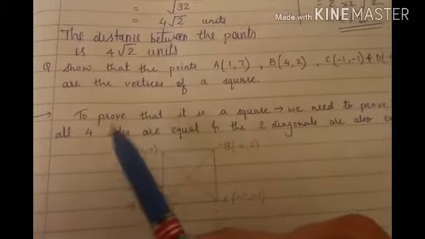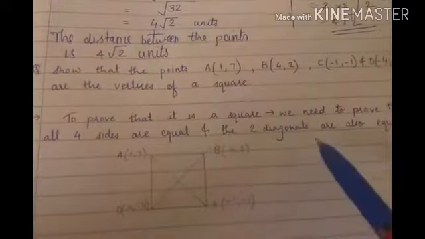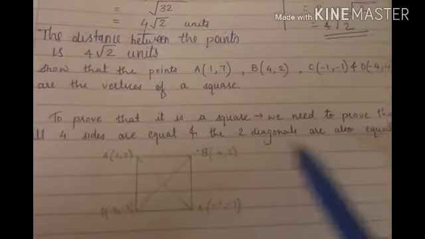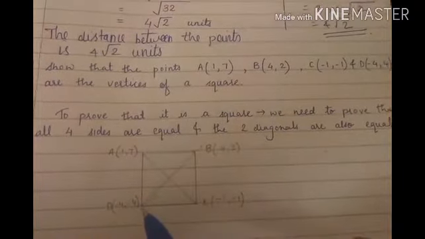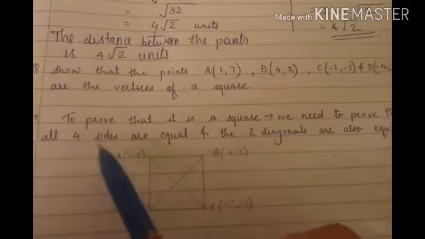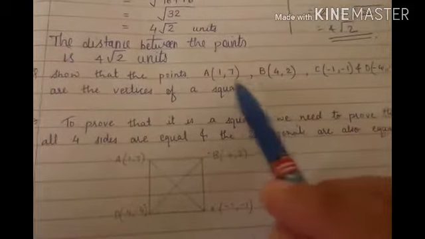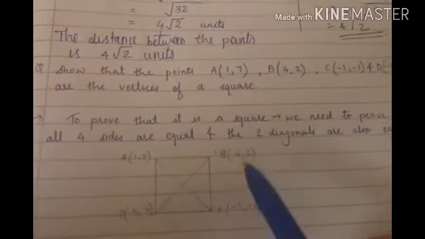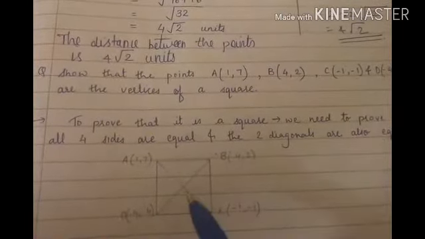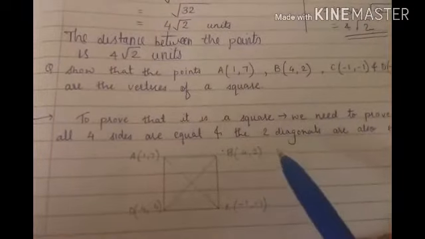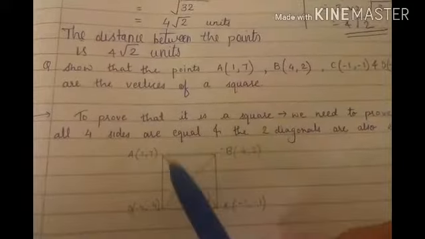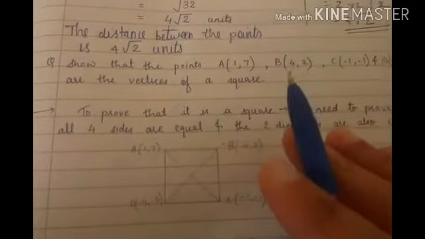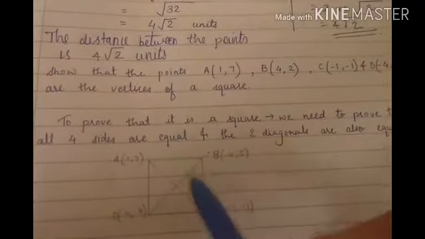So to prove that it is a square, we need to prove that the four sides are equal and diagonals are equal. You may wonder why we need to prove that the two diagonals are equal. Because if you just prove that the four sides are equal, then the figure formed by these four points could be a rhombus, because in a rhombus all four sides are equal. But what is the difference between a rhombus and a square? Even if all sides are equal in both, in a rhombus the diagonals are unequal, but in a square the two diagonals are equal.